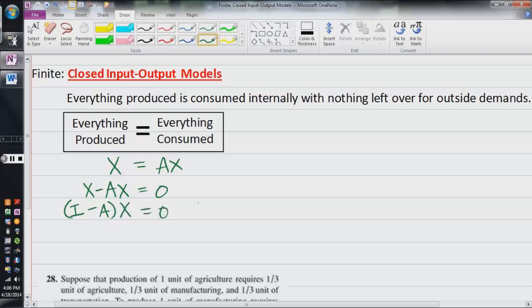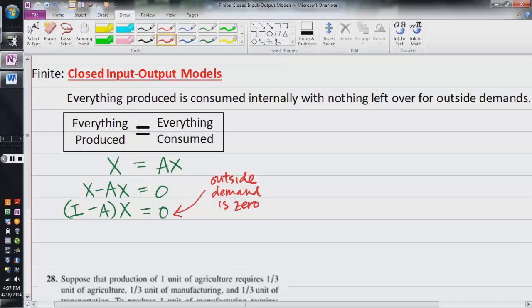Now this resembles the formula we were using when we were calculating input-output models, and if I look at this, I can see that the outside demand is 0.